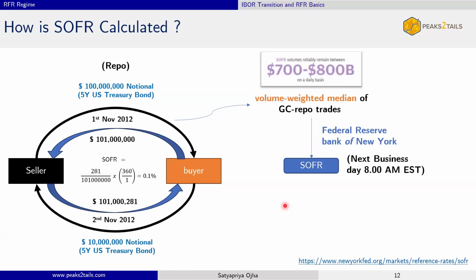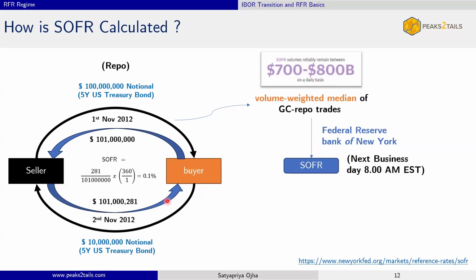So to answer the question that was asked by many of you, how is SOFR calculated? It's calculated from the repo transactions. Repo stands for repurchase. So in repo, what happens? There is a seller and a buyer. The seller says, I will give you this 100 million notional 5-year US Treasury bond on 1st November as collateral, and you give me 101 million. And the next day, I will buy it back from you. So on 2nd November, I'll buy back that treasury bond.